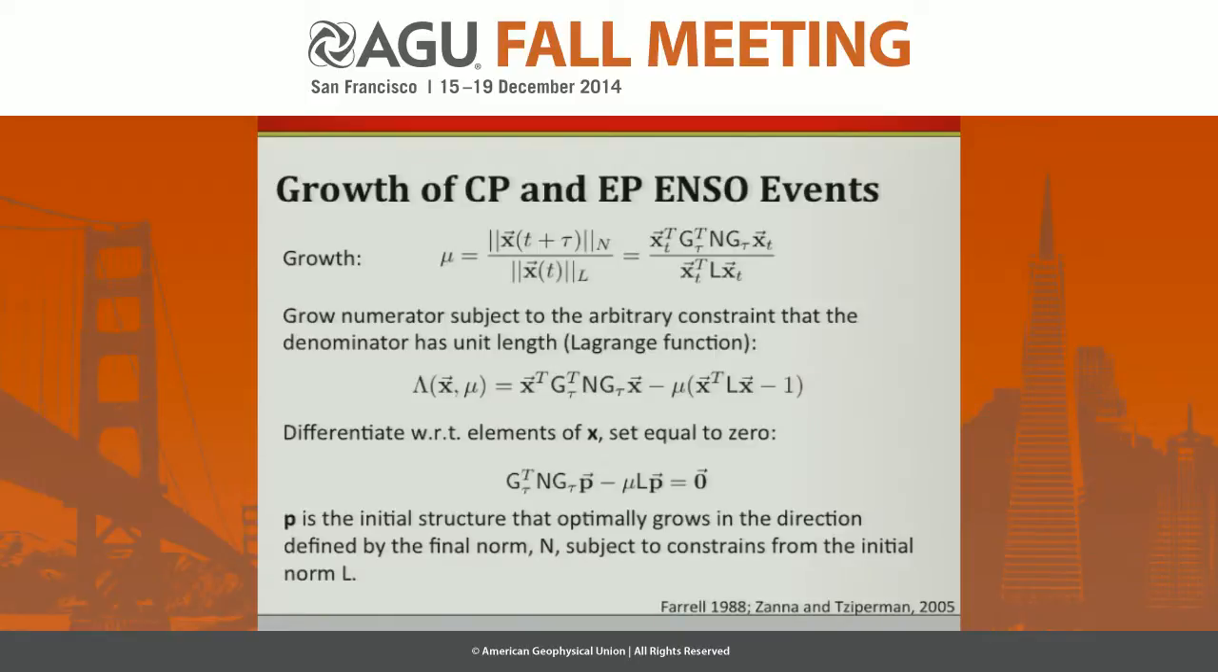And so we can set up the Lagrange function, differentiate with respect to elements of x, and we end up with the generalized eigenvalue problem here at the bottom. Solving this problem gives us initial conditions P, which optimally grow in the direction that we specify for N, subject to the constraints of L, which is an identity matrix. So what does this actually mean?